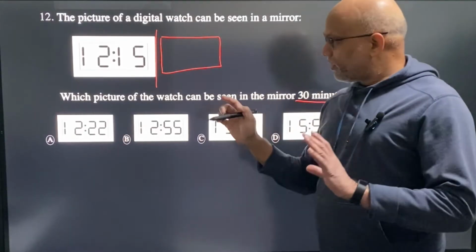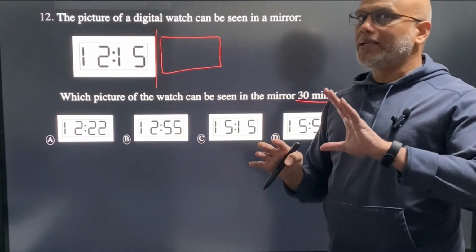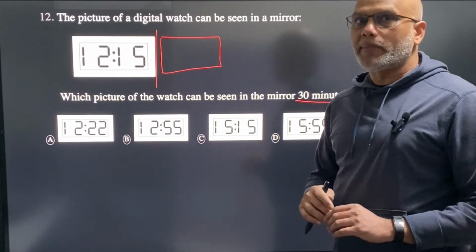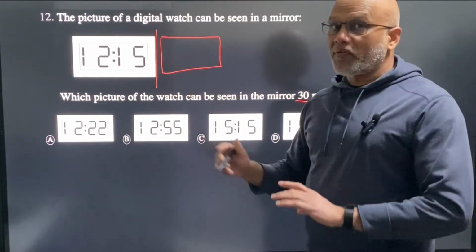And questions like this, where you have to draw the reflection, come up many times in Math Kangaroo and other competitive math exams. So if you know how to draw the reflections, great.